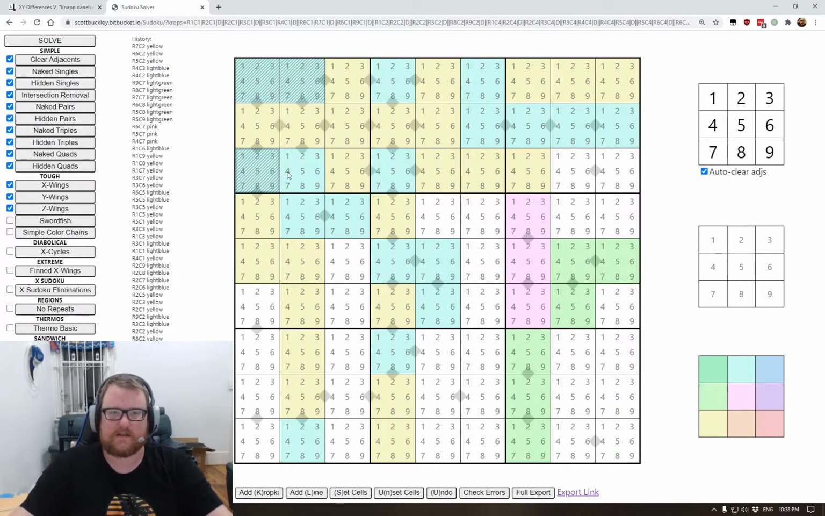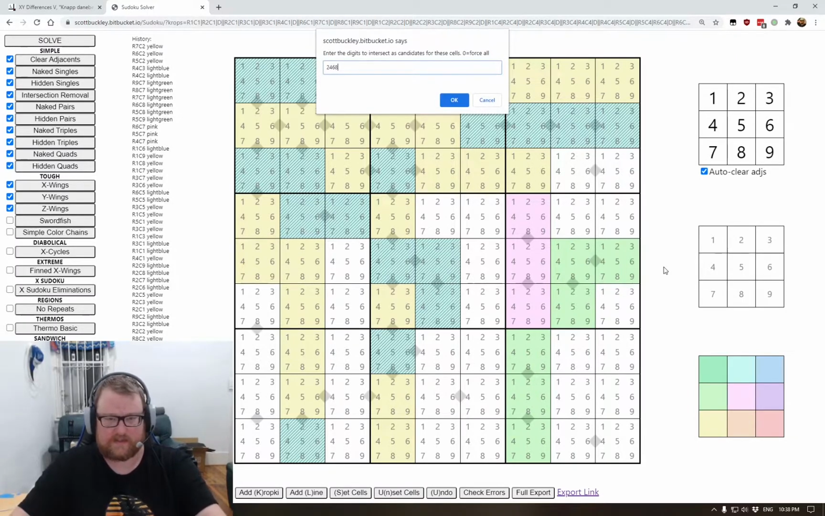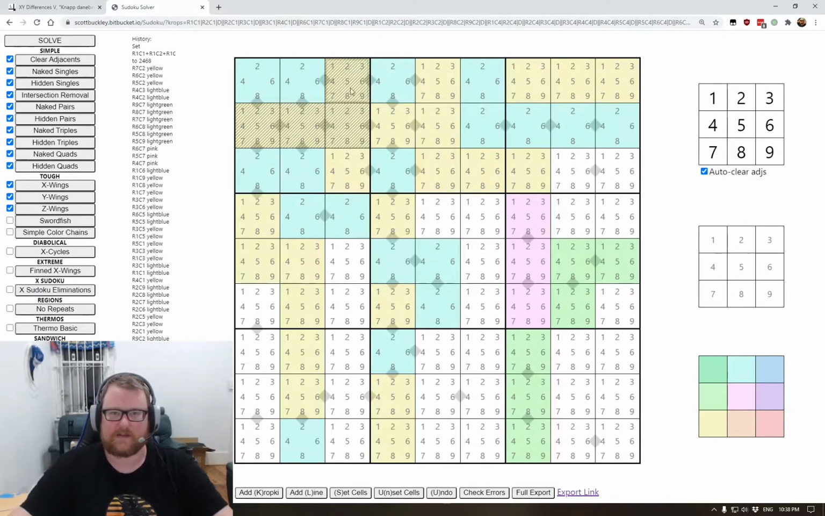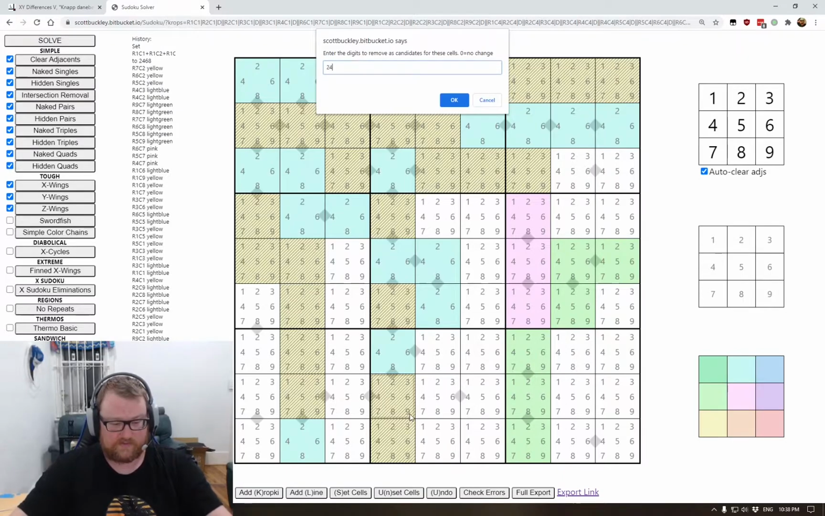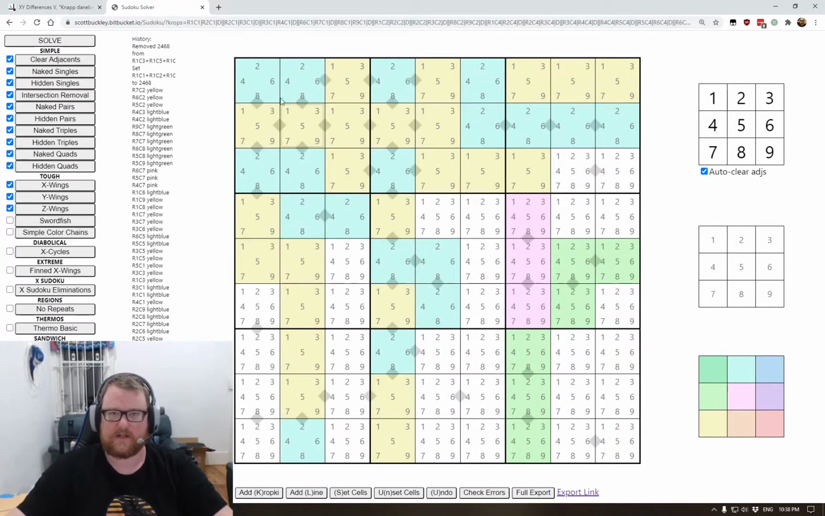So let's actually start using the values of these cells. So I'm selecting all the blues, and I'm saying these must be 2, 4, 6, and 8. And now I'll select all of the yellows, and I'll say these cannot be 2, 4, 6, and 8. So now we have a candidate representation of the odds and evens as well. Now we need to start getting into some details of digit sequences.